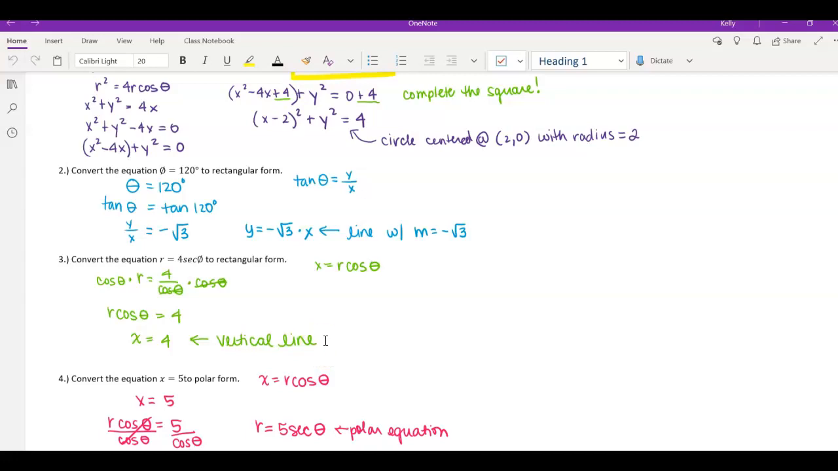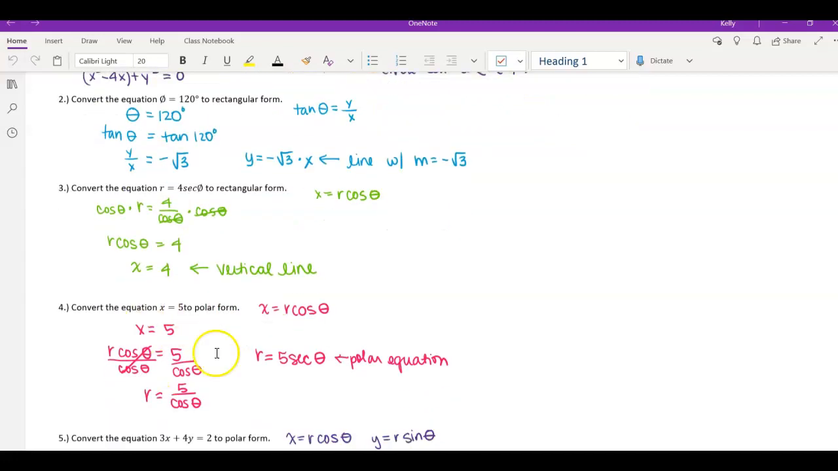Next up is rectangular to polar. So here we go. We're going to start with x equals 5. I'm going to use the equation x equals r cosine theta. Plug in r cosine theta for x. So now I have r cosine theta equals 5. Divide by the cosine of theta so that I get r by itself, because in polar equations, remember, r is by itself. And that gives me r equals 5 over cosine theta. Remember, 1 over cosine of theta is really secant, so this becomes r equals 5 secant theta.